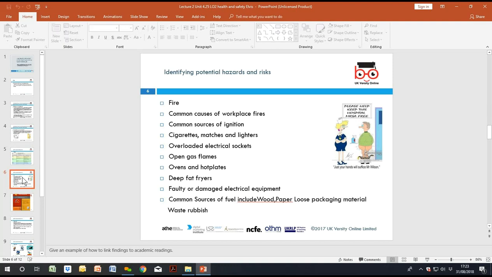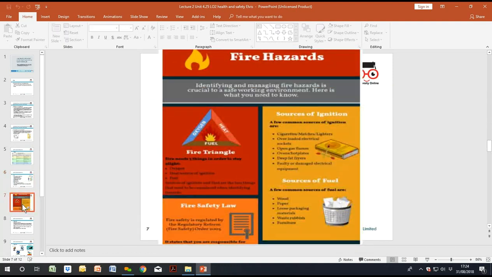We have common causes of workplace fires. Common sources of ignition could be cigarettes, matches and lighters, overloaded electrical sockets, open gas flames, ovens and hot plates, deep fat fryers, and faulty or damaged electrical equipment. Common sources of fuel include wood, paper, loose paper, packaging materials, and waste rubbish. These are all fire hazards and risks that are commonly found in the workplace.